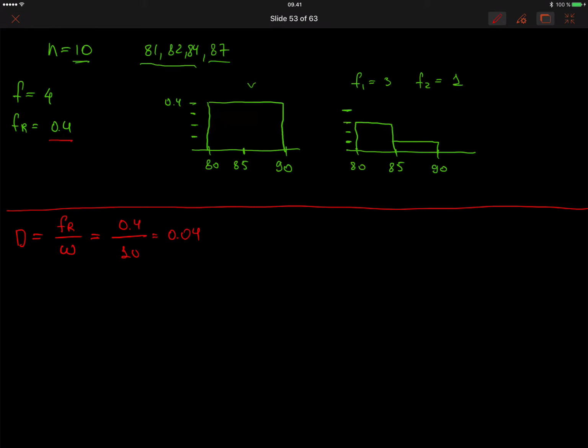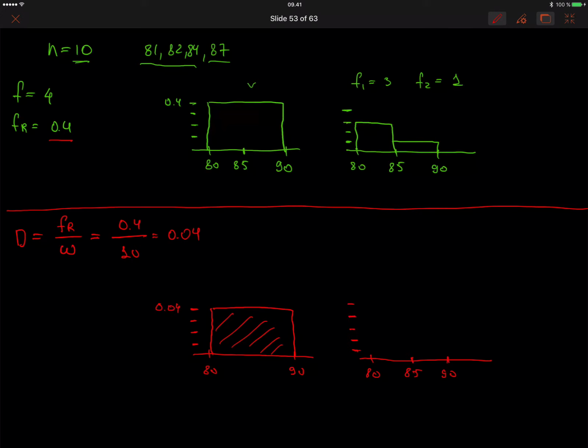Okay. So we can make a similar drawing here. We have 80, we have 90, then we have 0.01, 0.02, 0.03, 0.04. So this is 0.04, and that will be the bar. The area of this bar corresponds to the relative frequency 0.4. Now let's see what happens if we split this bin into two, like we did before. So we have 80, 85, and then 90. Then we have similar 0.01, 0.02, 0.03, 0.04, and I will add a couple more.